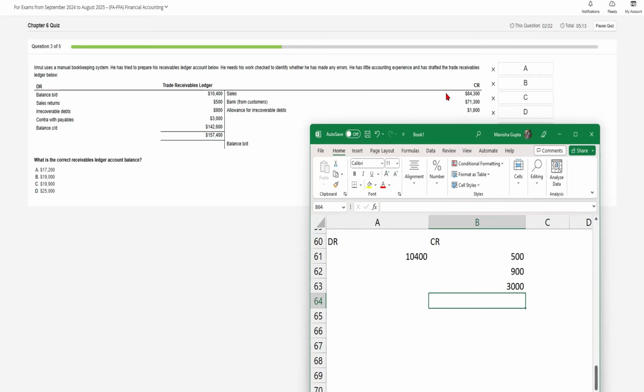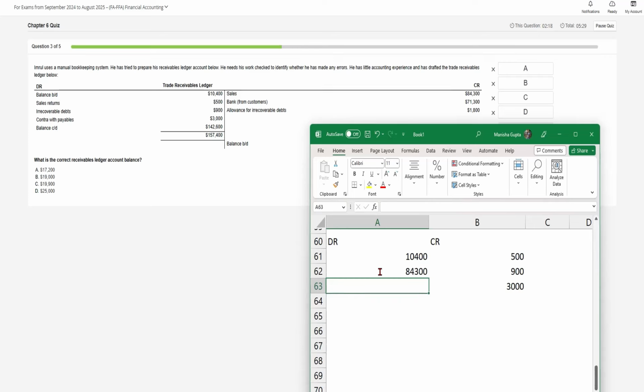Now sales. If we are selling the goods on credit to the customer, obviously it will increase our receivable. Increase in receivable means debit. So here this one has made the mistake. It will be on the debit side and the amount will be 84,300.